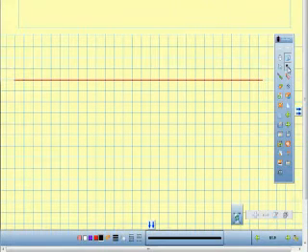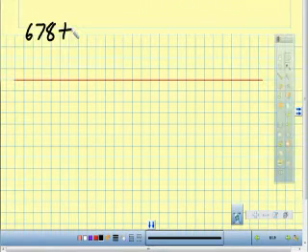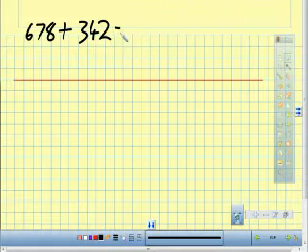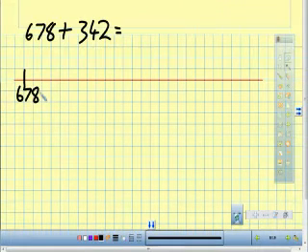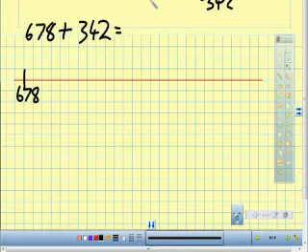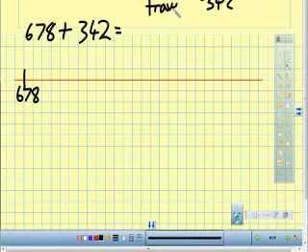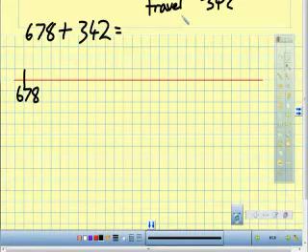Okay, so let's imagine we had 678 and I had to add 342 to it, so harder numbers. Again, I want to take the largest number possible. So here, 678 is going to be my starting point. Remember, I've got to travel 342 places up the number line to see where I'm going to end up.